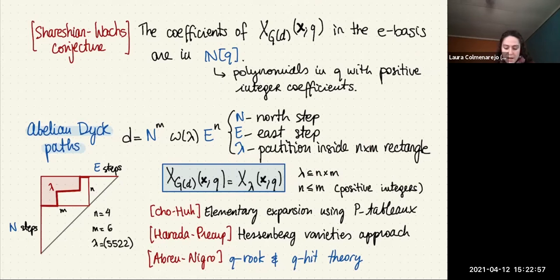And now, in this case, I post here 3 references. The first one is by Cho and Hu, who actually describe what happened in this case, where they gave an expansion in the elementary basis using P-tableaux. I also wanted to mention Harada and Precup, because there is another approach to this problem based on Heisenberg varieties. And they also did some work in this particular case.